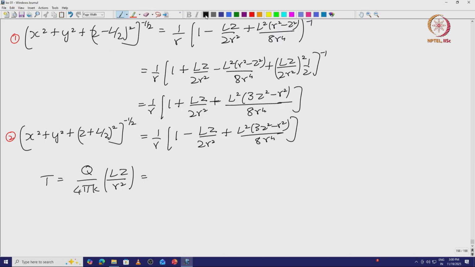So, this is the solution for a point dipole, a source and sink separated by a distance L which is much smaller than the distance to the observation point. Note that I have QL by 4 pi k into Z by r square. I am sorry, it should be Z by r cube because I have one r outside and an r square inside. So, let me just rewrite that as Z by r cubed.